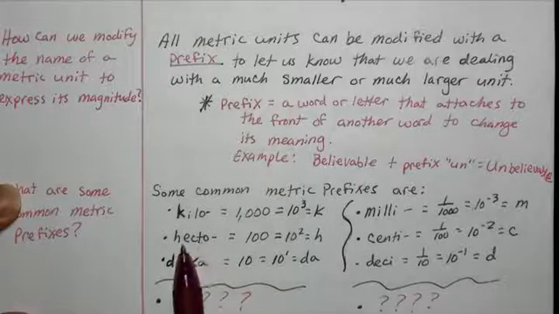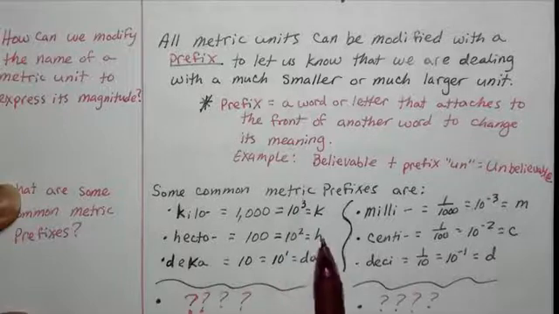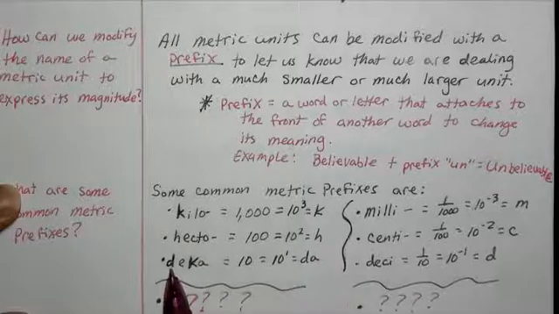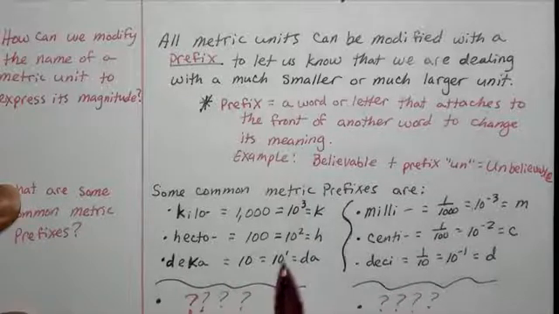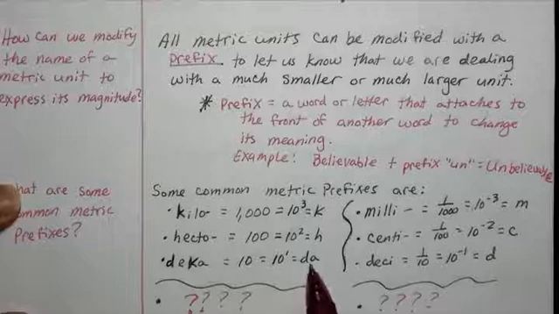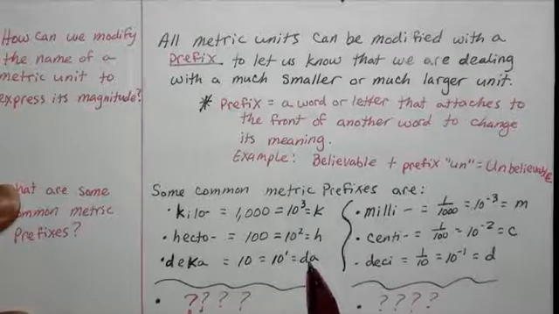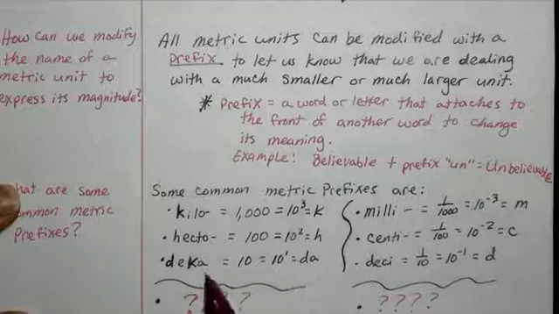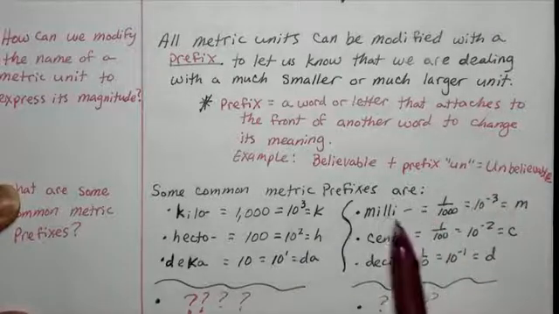Hecto is another prefix. It means 100 or 10 to the 2nd power, and we write it with just a lowercase h. Deca means 10 or 10 to the 1st power, and it can be represented by either a DA, a DK, or capital D. It's written a few different ways, but DA is the one that I see most often. So if I have a decaliter or 10 liters, I would write it DAL.